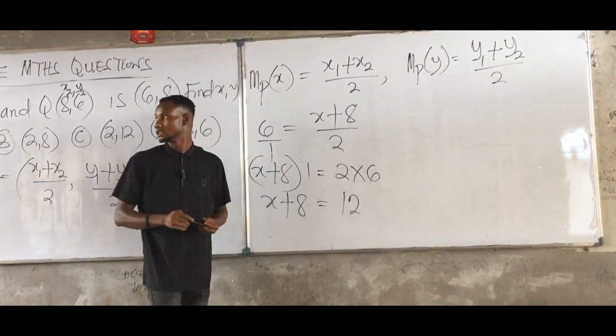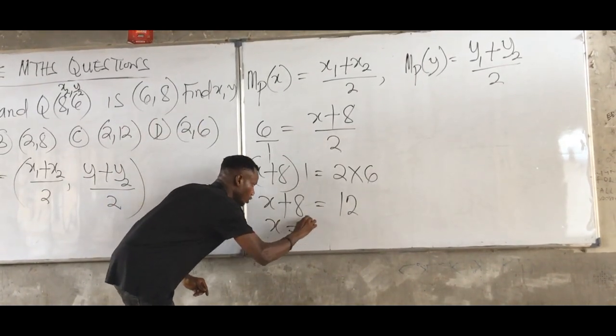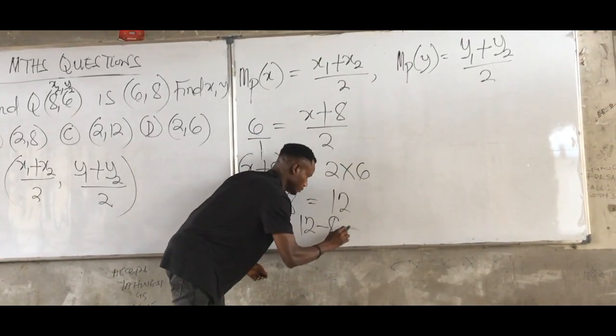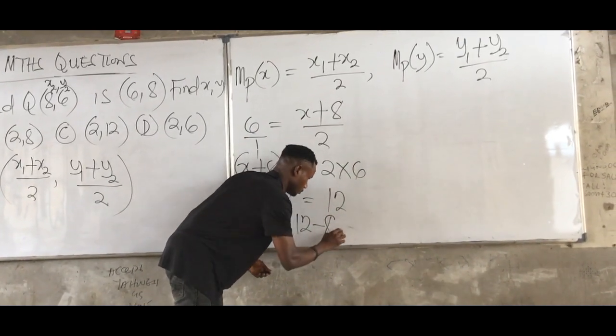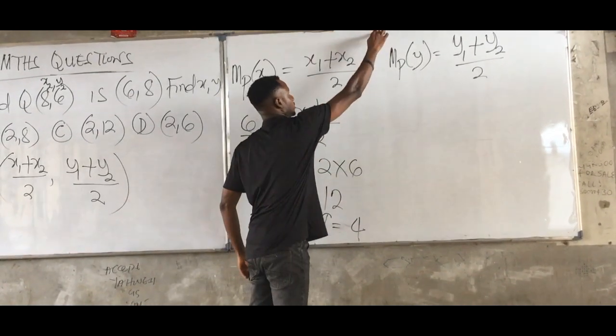So this is going to give us s plus 8 is 12. All right. So class, let's make s the subject. That means our s will be equal to 12 minus 8. What is my answer here, please? I'll have this to be 4.